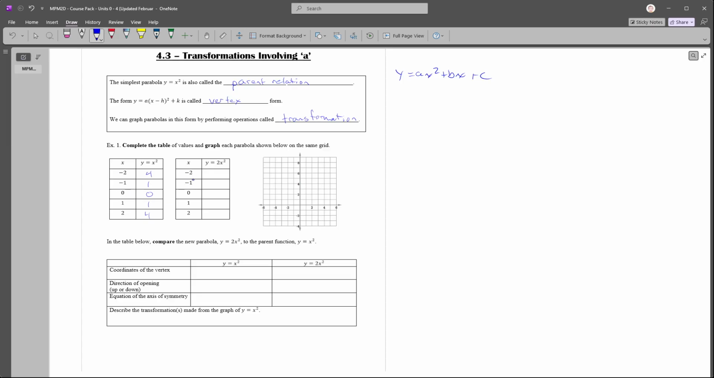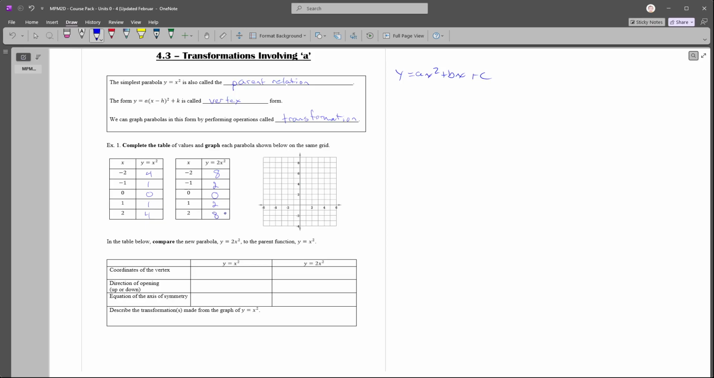Now we're going to take our new equation, which is y is equal to 2x squared, and see how that changes things just a little bit. We're going to take those same values of x and substitute them into our new equation. So x squared, which is 4, times 2 is going to give us 8. Negative 1 squared is 1 times 2, which gives us 2. And 0 squared is 0 times 2, which is still 0. 1 squared times 2 is going to give us 2. And 2 squared times 2 is going to give you 8.